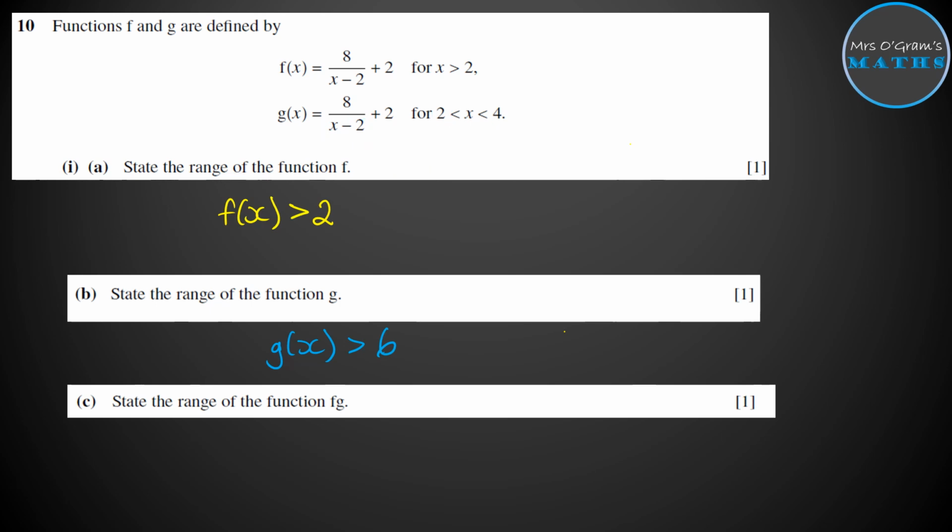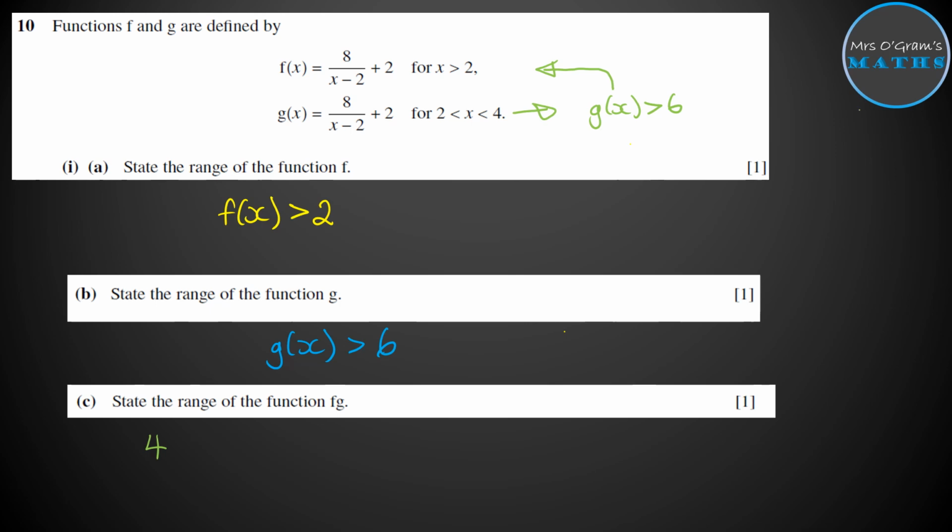Now in part C, if we're doing the function fg of x, it means we do g first, and then we put what comes out of that into f. So we know that what can come out of g is that g of x has to be greater than 6. That becomes the domain for going into f of x. So if we put that limit of 6 into f of x, if you do 8 over 6 minus 2 plus 2, you'll get a 4. So that's going to give us one limit on what can come out of f of g.